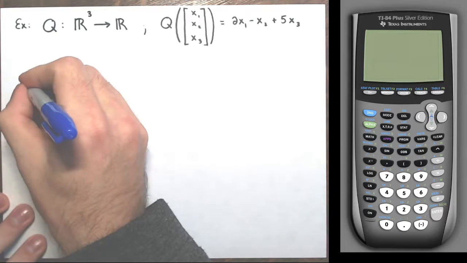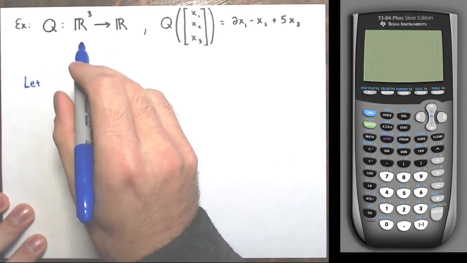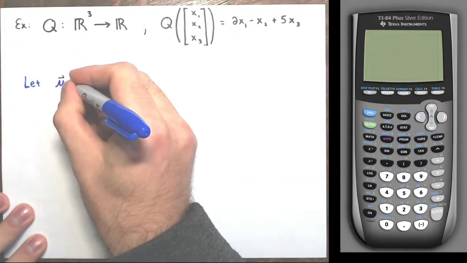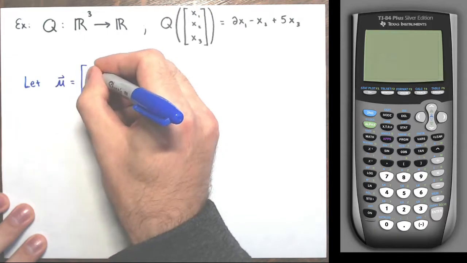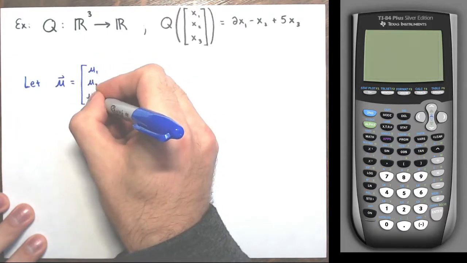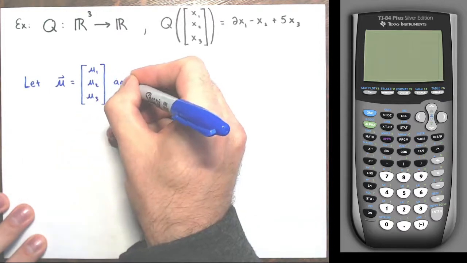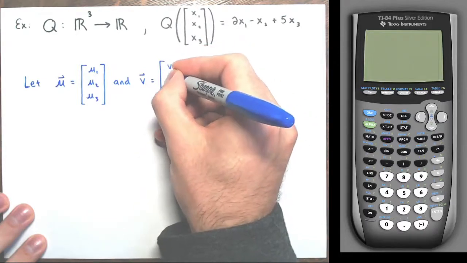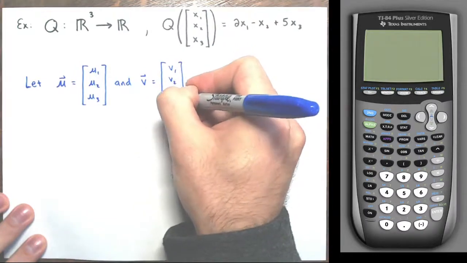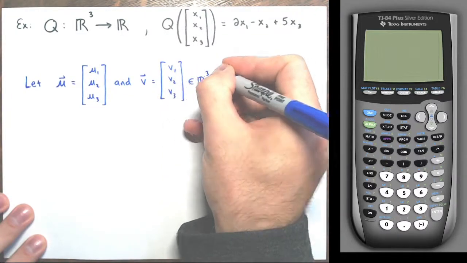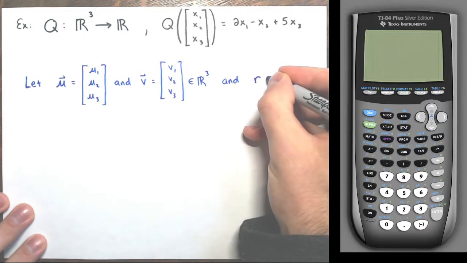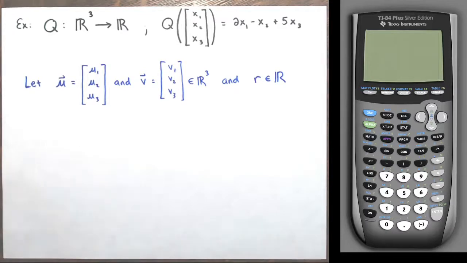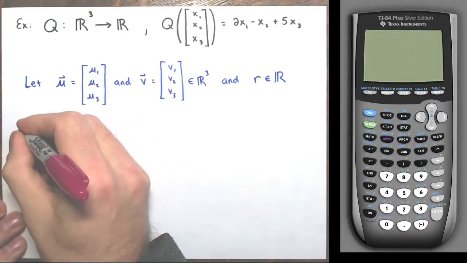Just as before, I'm going to take two generic vectors from R3. Again, I'll call them u and v. But they're from R3 this time, so I have components u1, u2, and u3 for vector u, and v1, v2, and v3 for vector v. These are two vectors from the domain, and a scalar, lowercase r, belonging to the reals. A generic scalar.